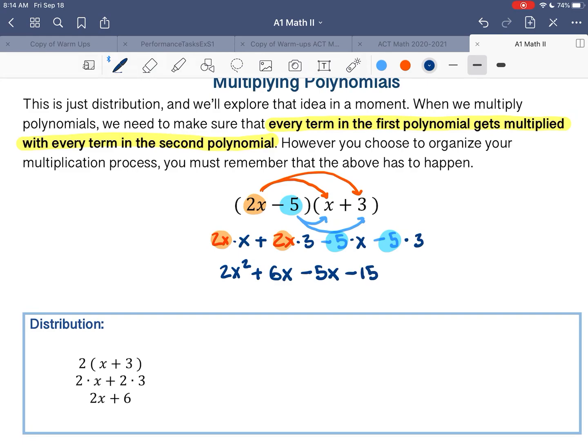The very last thing to do here is to combine like terms. Often when you're multiplying two polynomials, your middle two terms will be able to combine. Sometimes it's more than that, but just watch for things that can combine. So 6x minus 5x just gives you a single x, and everything else stays the same. And that is our answer. That's how we multiply polynomials.